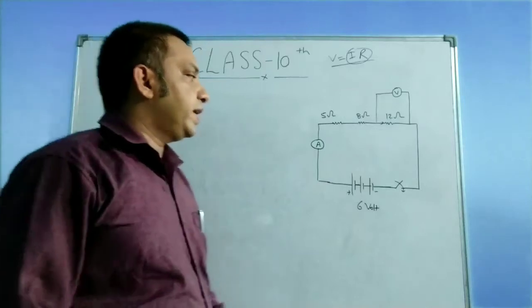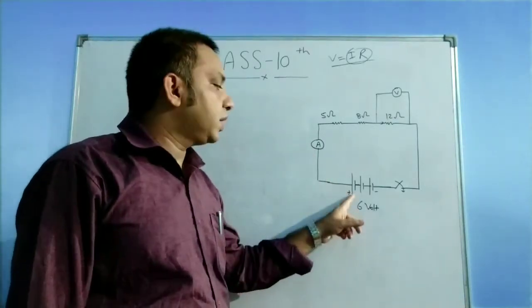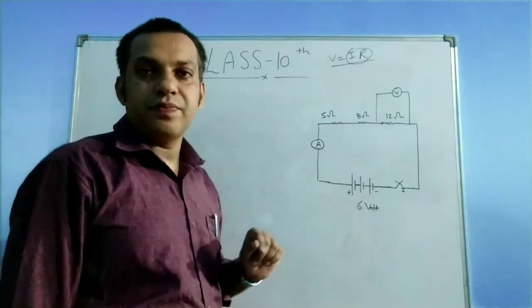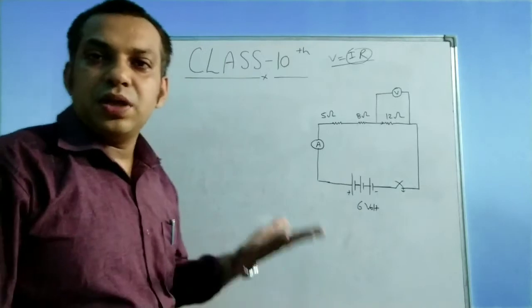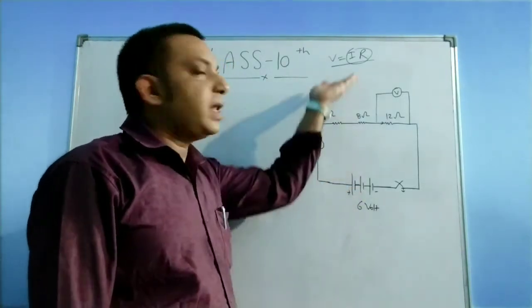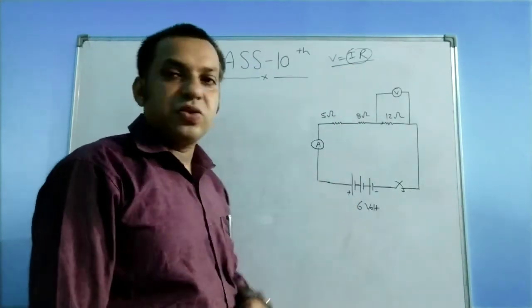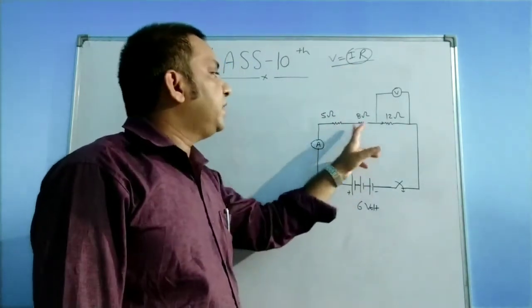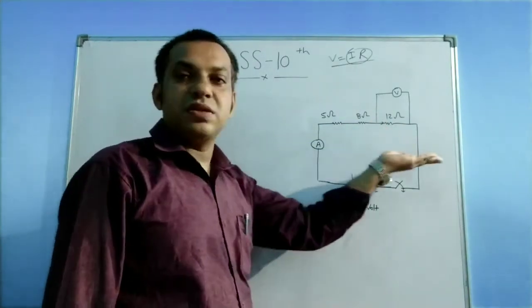To find the reading of the ammeter, we have to find the total current supplied by this cell. And how do we find the total current supplied by the cell? If we know the total resistance offered by this circuit, then we can simply find, by applying Ohm's law, the current supplied by the cell. And how can we find the total resistance? Simple, these three resistors are connected in series combination. That is why you just find R net.